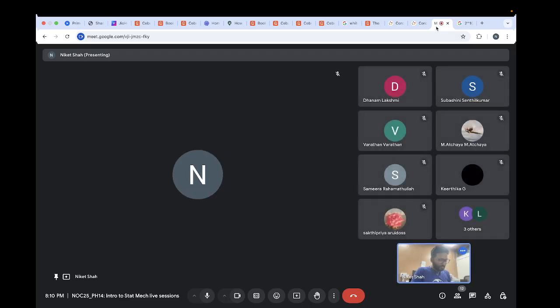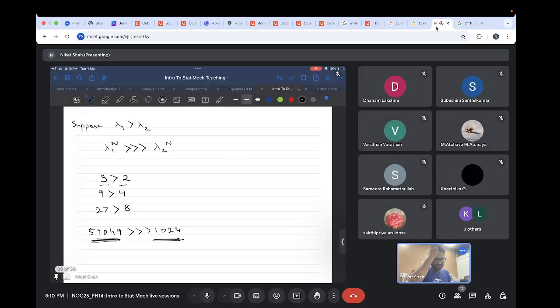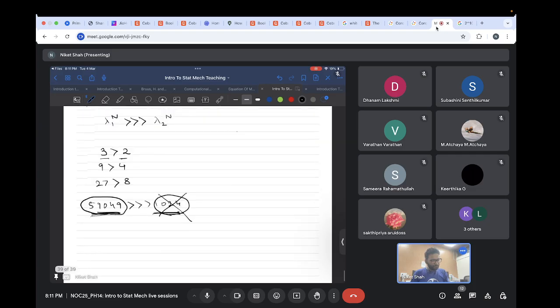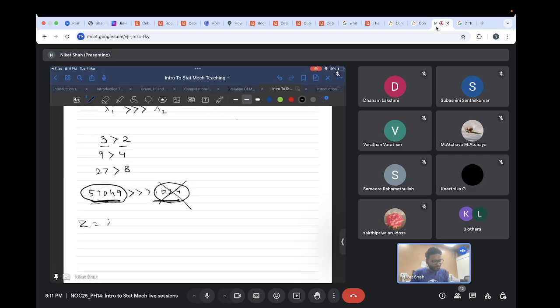So now imagine that this power is a very large number. In that case, this value would be much, much, much larger than this value, and I can simply neglect the second value. I hope this logic is also very clear. Because n is very large, the first term, which is larger than the second term, its power n is going to be much, much larger than the second term power n. The second term power n is practically negligible as compared to the first term power n. So that's why now my partition function will just simply be lambda 1 raised to the power of n.